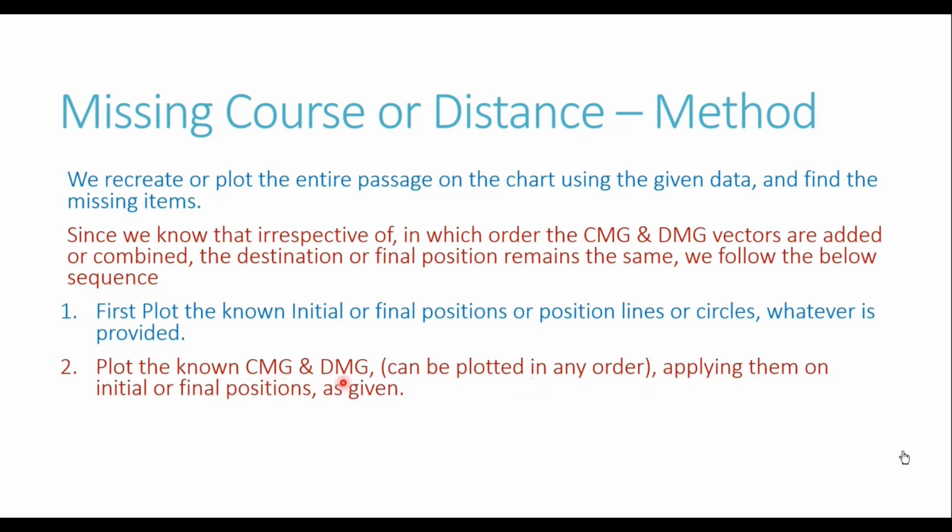So we plot these known course made good and distance made good in any order, whatever is available to us, applying them on the initial or final positions as given to us in the question. Now, as soon as we plot all the known items on the chart, the unknown data can be easily picked up from the plot.